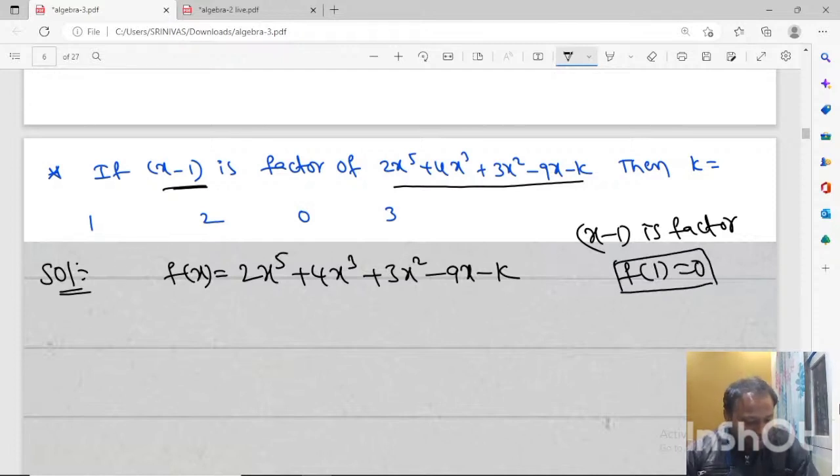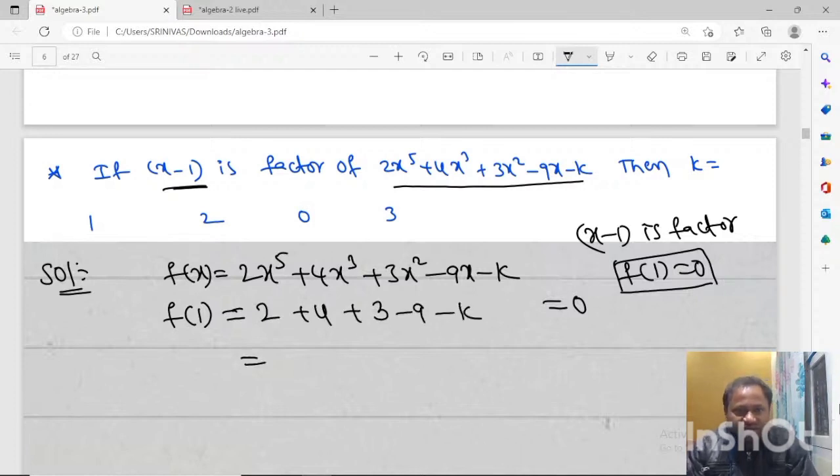Okay, answer came. Everybody saying answer 0. Let me check. F of 1, just as the previous one, is equal to 0. Okay, so then what we get? This is 2 plus 4 plus 3 minus 9 minus k. So 9 minus 9, so k value will be 0. K value is 0. What happened, Veena? You are saying that minus 10. There is no minus 10. Okay. So answer is 0. Everybody did correct.